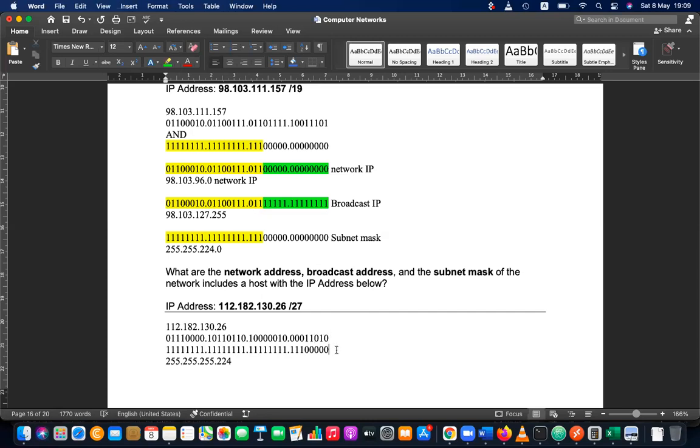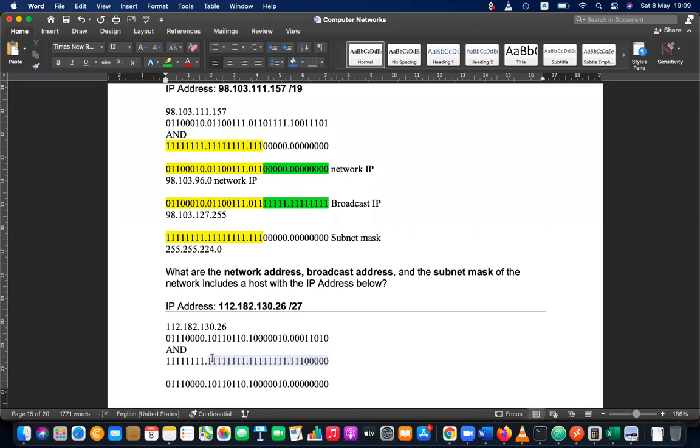Okay, now just take the binary. Let's AND this. When you AND this, you will get the network IP. When you AND all ones, you will get the same ones. And here you will get 000 when you AND zeros and ones, but still you have 0 here. And the next portion is all zeros.